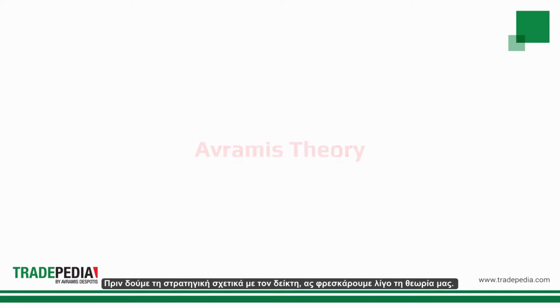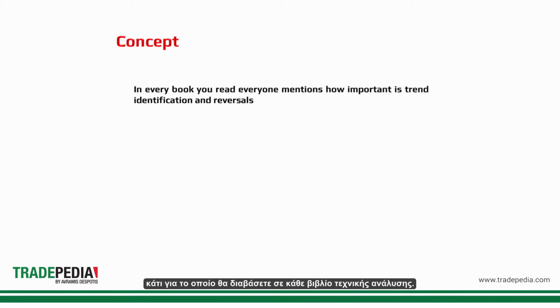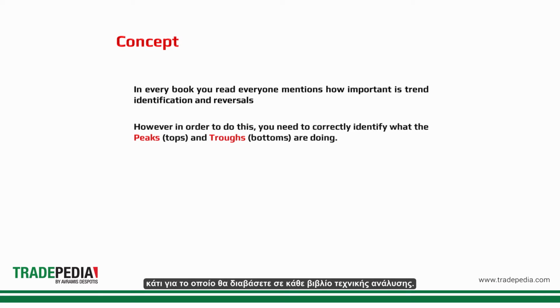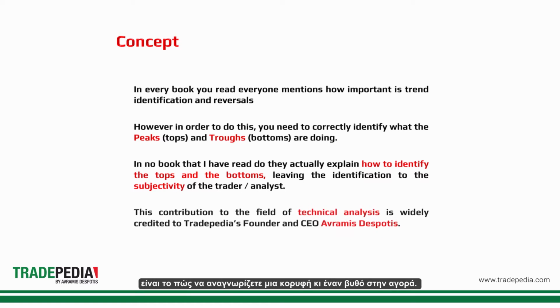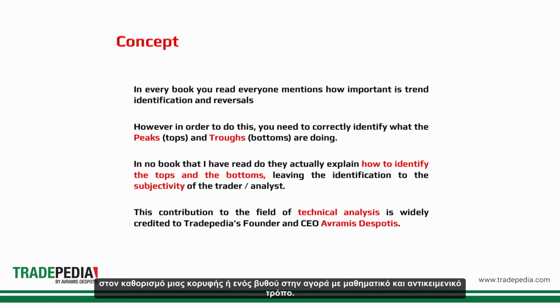Before we look at our strategy regarding the indicator, let us refresh our memory as far as the theory is concerned. Trends are one of the most important concepts you will learn when it comes to trading. It's something that you will read about in every book of technical analysis. However, the one thing that you will not find in any book is how to identify a top and a bottom in the market. Identifying a top or a bottom comes prior to trend identification, and this is what our indicator is based around: mathematically and objectively defining a top or a bottom in the market.